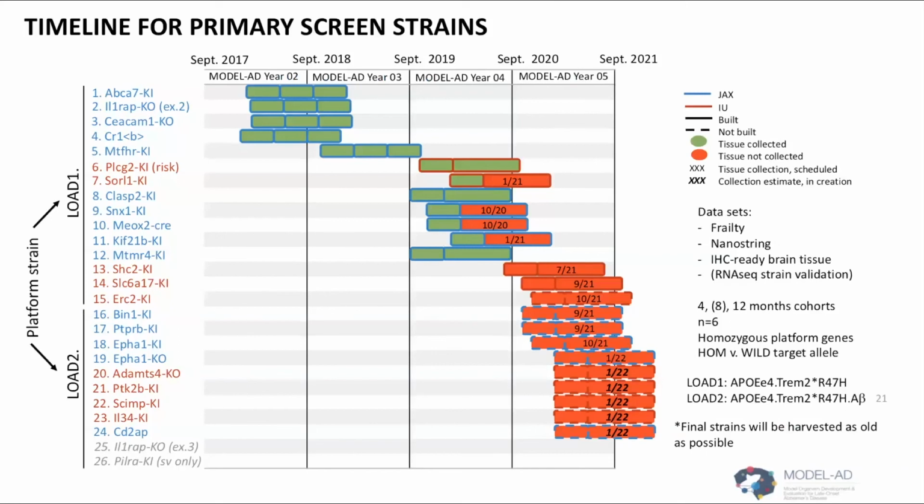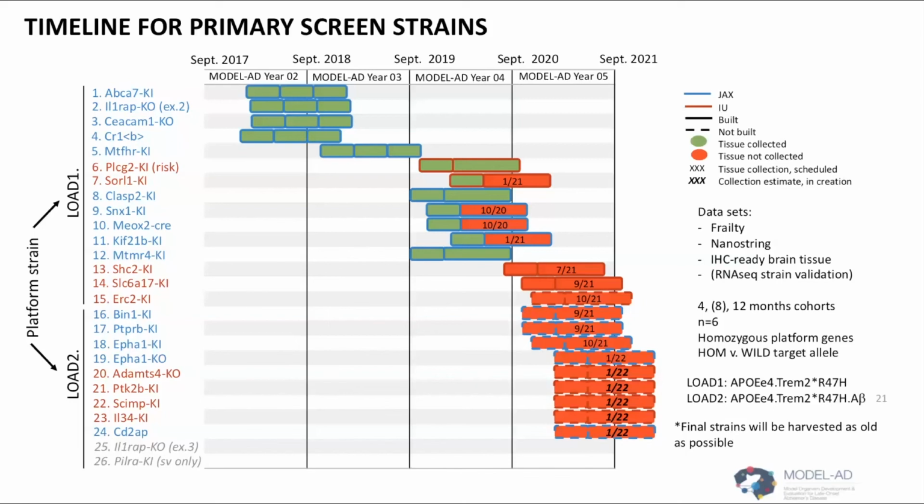So here's the timing. You can see here we've got many variants, up to 24 variants, some of which have been completed and some of which are still in progress. And all of these mice get aged to 12 months to be assessed. We've actually dropped the 8-month time point because it was deemed not necessary. Knowing the changes between 4 and 12 months was sufficient, and we'd rather get through more mice than have 3 time points for primary screening. And the last set of models are currently being established. Officially, Model AD is going to end in year 5, and so the final models will take as old as we can, but there is talk of Model AD being renewed, and we look forward to that.